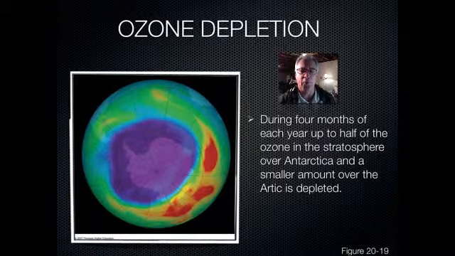And like I said before, during the 4 months of each year, half of the ozone in the stratosphere over Antarctica and a little bit in the Arctic is depleted because of this thawing out of the ice crystals that have a lot of the CFCs.